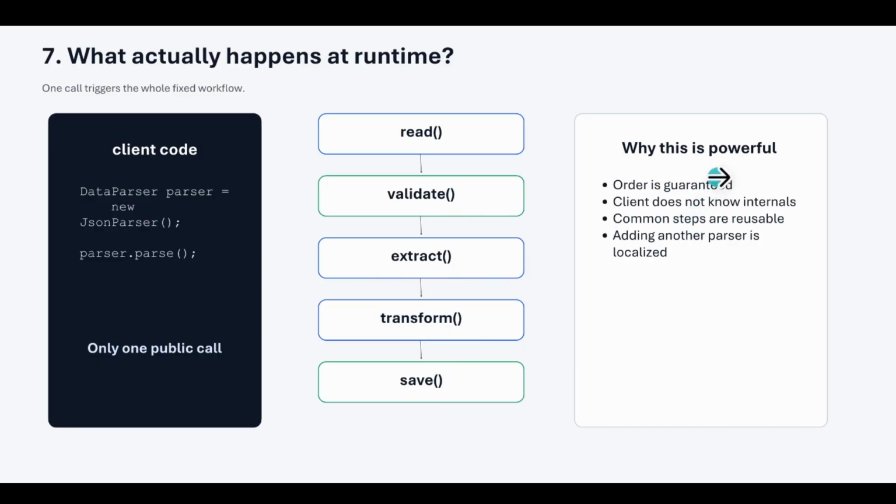Now, let's see why this is so powerful. The order of these steps is guaranteed. It is not dependent on the child class. It is defined in the parent class, so the order will be the same. The client does not know the internal things. The common steps are reusable, and if we want to add a new parser, we can simply extend that data parser. So that would be an easy step.